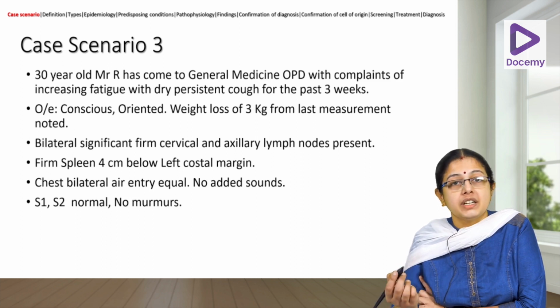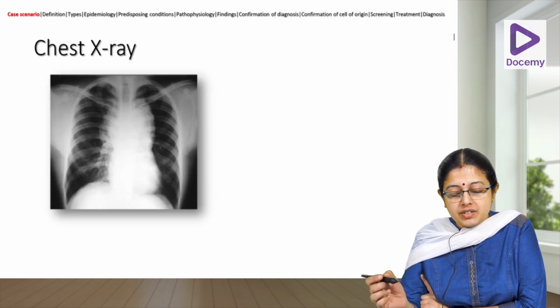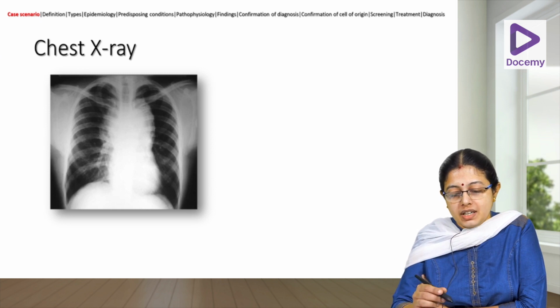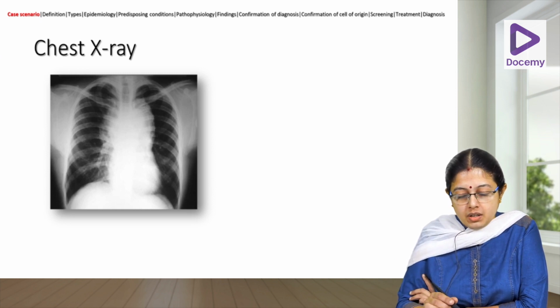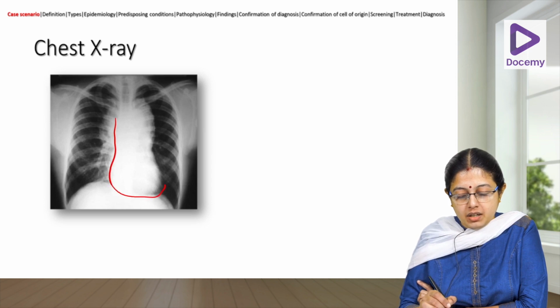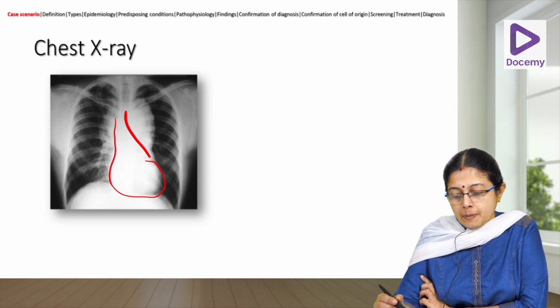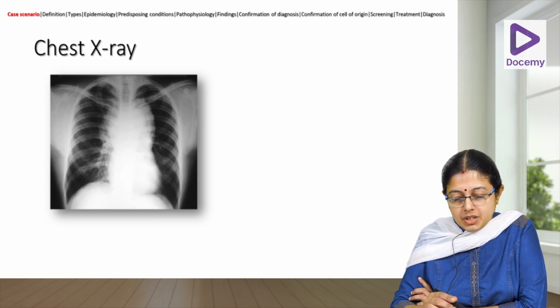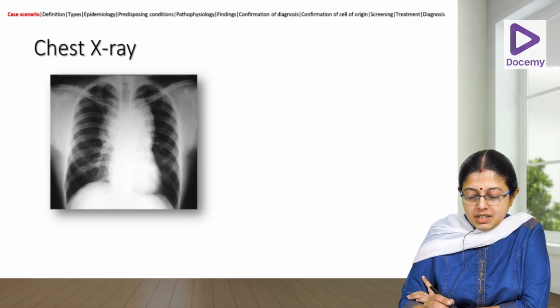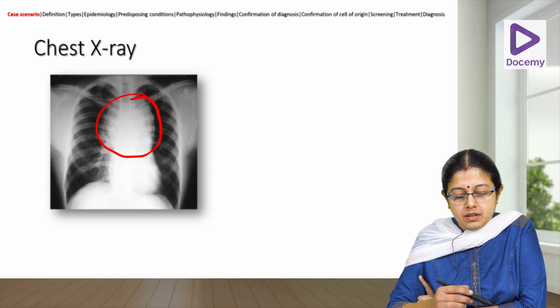because he has been complaining of persistent cough, an X-ray had been done. So, what do you see in the X-ray of this patient? Normally, this would be the area. This is how the mediastinal part should be. But in this particular patient, you actually see that the upper part of the mediastinum seems to be enlarged.